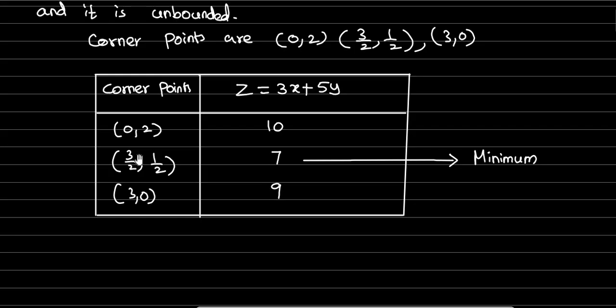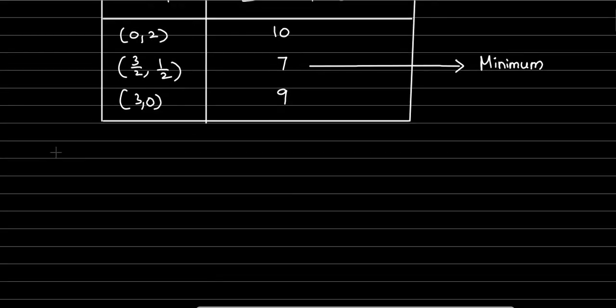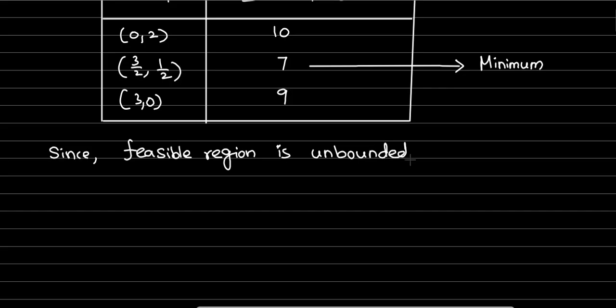But since it's unbounded, 7 may or may not be the minimum. You got it? Since the feasible region is unbounded, I'll write the same. Since the common solution space, the feasible region is unbounded, 7 may or may not be the minimum. We're not sure. It's a 50-50 chance.